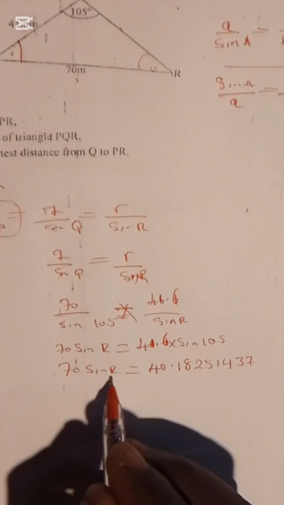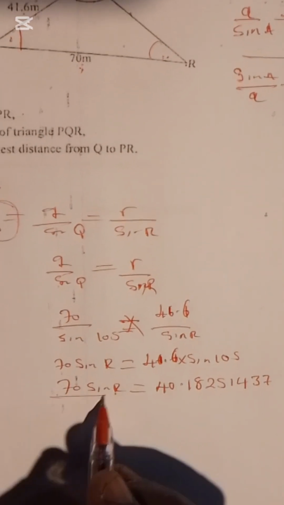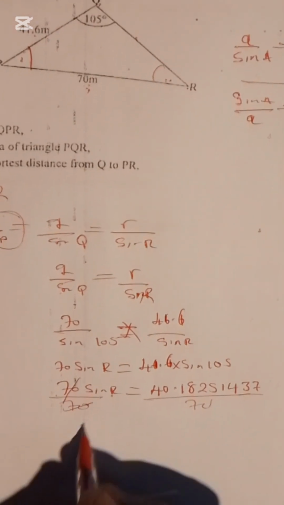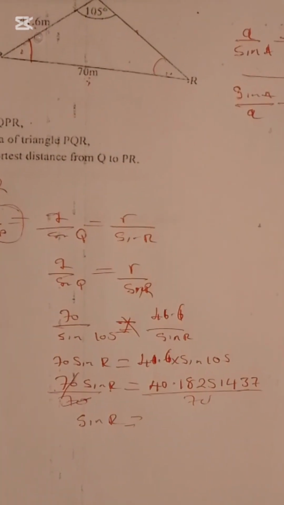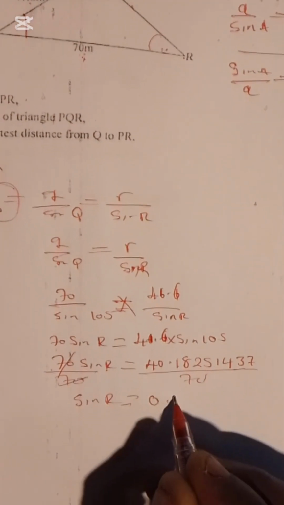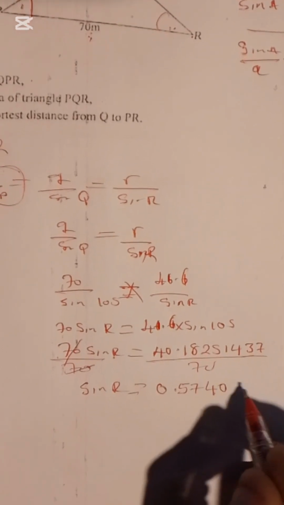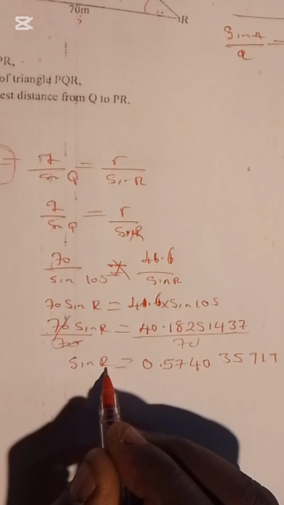So what we want is R, but then there is the 70 here. So first we divide by 70. So 70 goes, and it will be sine R equals this one divided by 70. So it is giving us 0.57403519.